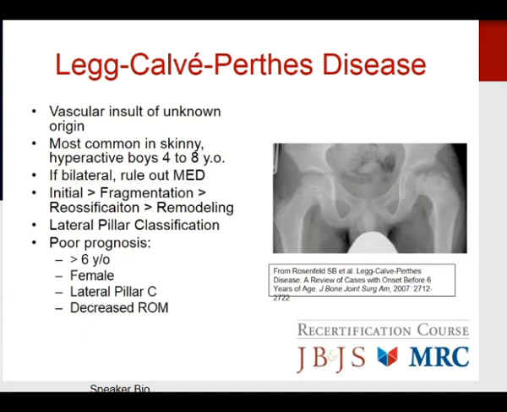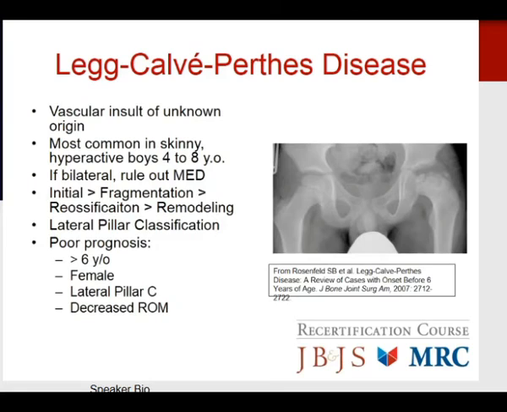LCP, or Perthes disease, is AVN of the femoral head. It's due to a vascular insult of unknown origin, but it's most commonly seen in skinny children, especially hyperactive boys between the ages of 4 and 8. Now, if you see bilateral Perthes disease, especially of the same stage, you should think about multiple epiphyseal dysplasia.